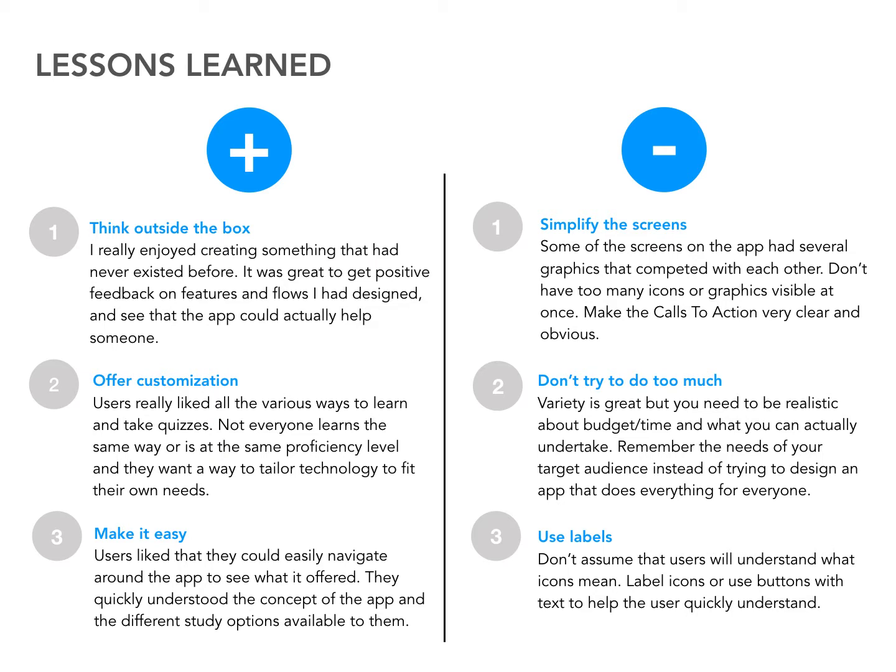In terms of the three things that I learned that I would like to improve on, again, just really simplifying those screens. If you make the calls to action really obvious, don't have as many graphics necessarily available right away. Don't try to do too much. Again, it was exciting to have an app and have all these ideas that you want to keep on tacking on, but just remembering that you have limited time, limited budget, and you really have to drill down on who your target audience is. And then lastly, being able to use labels.